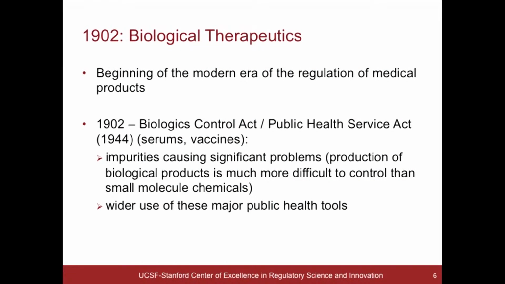In the early 20th century, we had what was known as the beginning of the modern era of regulation of medical products. It started in 1902 with the Biologics Control Act, which subsequently in 1944 became what we still know today as the Public Health Service Act. This was a law that focused on some very new products that were beginning to come on the market in the United States and to be used much more widely. These were primarily the vaccines and the sera that were produced at that point in time to treat some of the diseases that heretofore had been unable to be treated well.